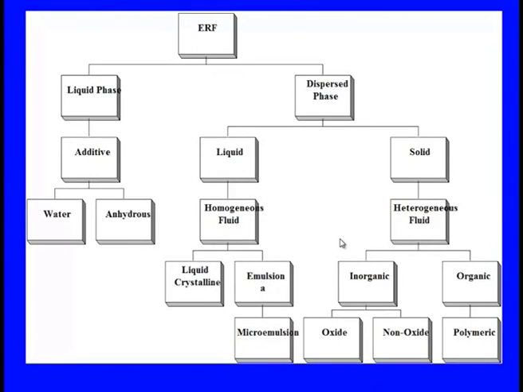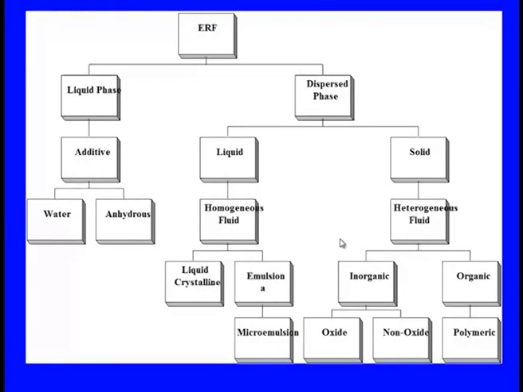One is the liquid, in which the homogeneous fluids are there, which we always put together in the homogeneous features. And when we talk about solid, we also try to keep the homogeneous fluid within that. Under the liquid homogeneous fluid, we can say there are two main parts. One is liquid crystallization, meaning what the liquid crystalline features in the electro-rheological fluid are, and the second is the emulsion.